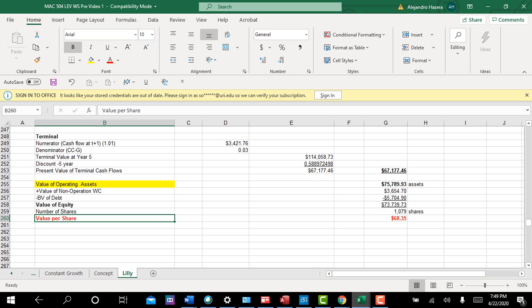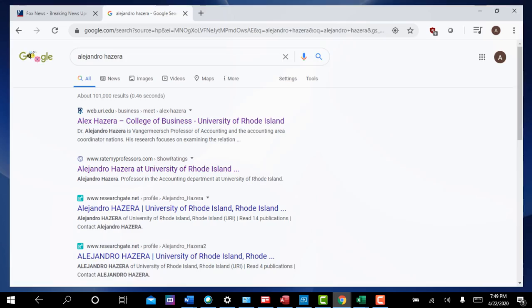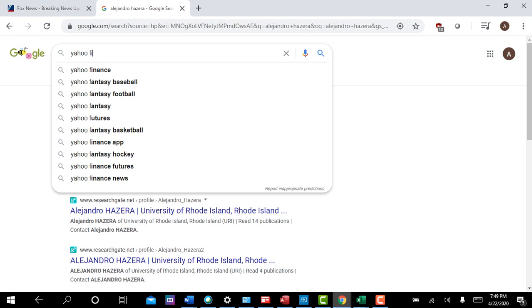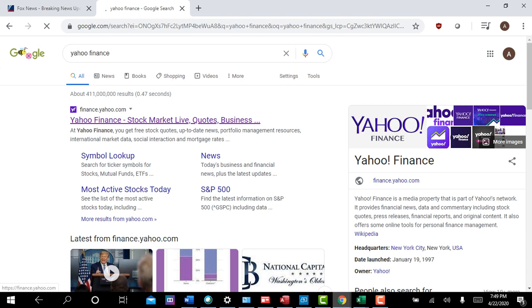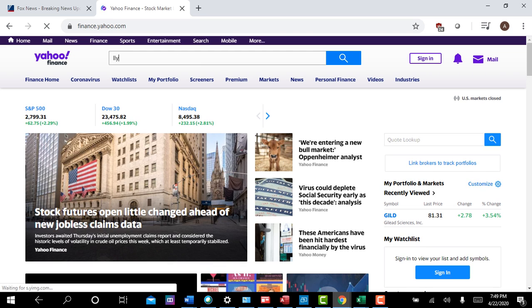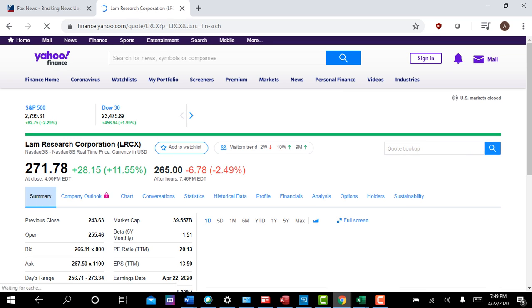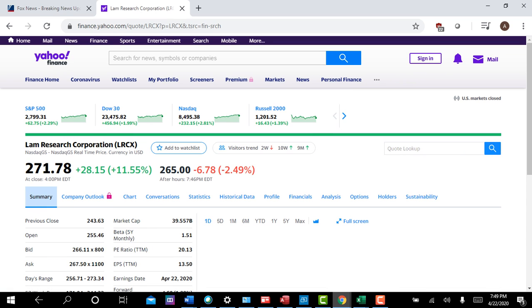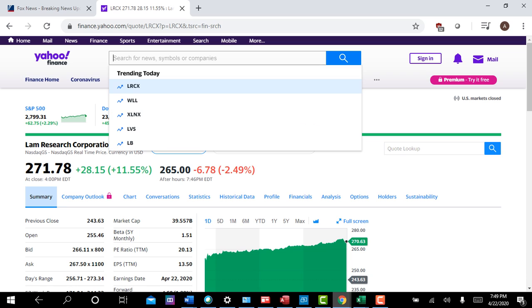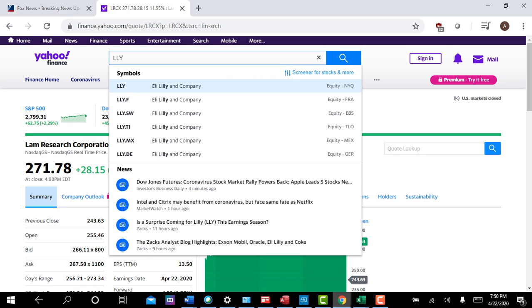And just out of curiosity, let's see what Lilly is trading at now. Let's go to Yahoo Finance. And let's just see what Lilly is trading at now. The stock ticker symbol is LLY. So LLY, ooh, 271.78. Wow. That thing's gone way up. Oh, that's Lam Research, excuse me. LLY, Eli Lilly and Company.